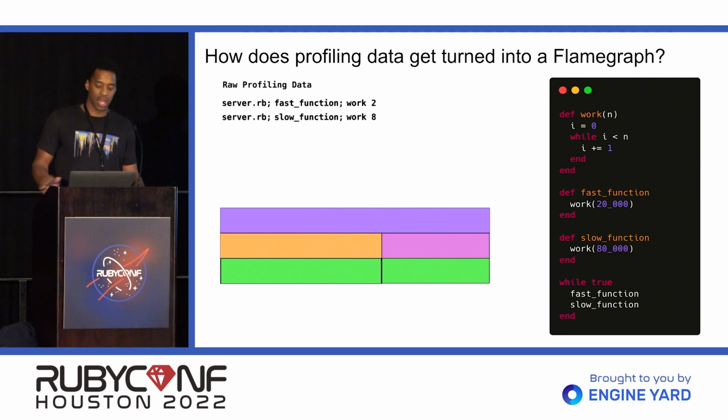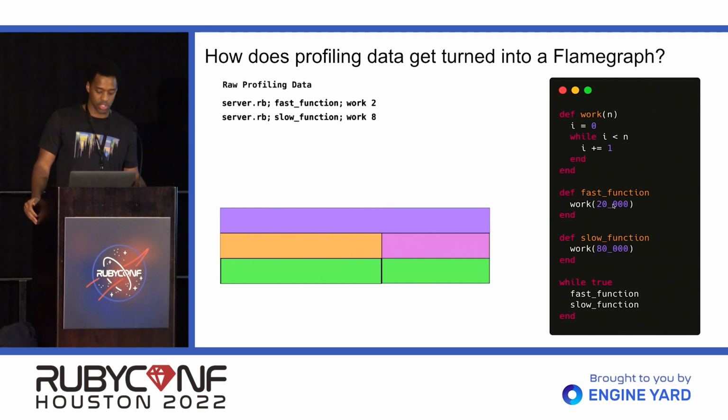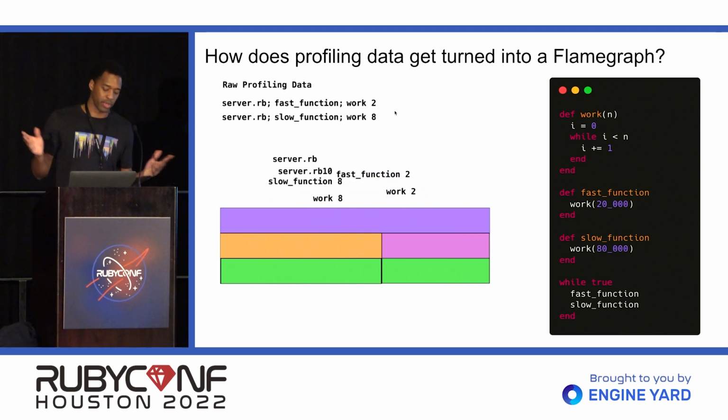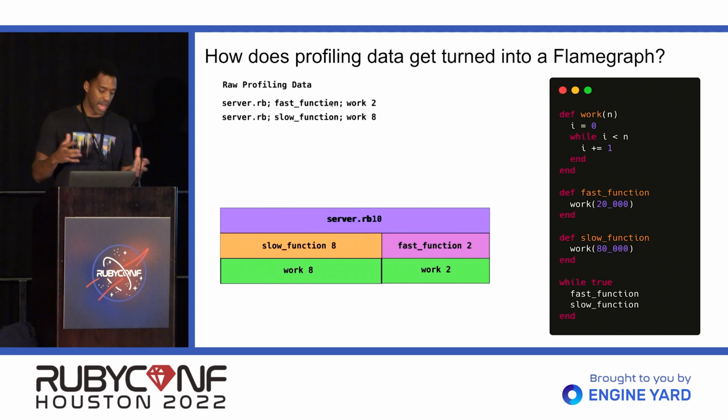This is how this very basic example would get turned into the Flamegraph on the left. You see while true, then you see fast function and slow function, which each call work, and work runs for 2 units of time and 8 units of time respectively. These numbers are usually represented in samples, so this is what it would look like with a real piece of code broken down into a Flamegraph.